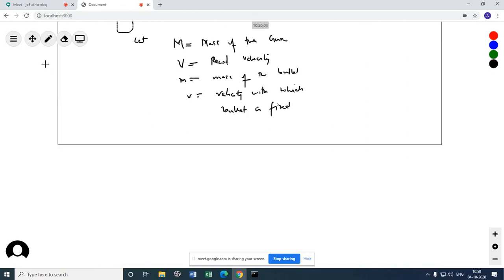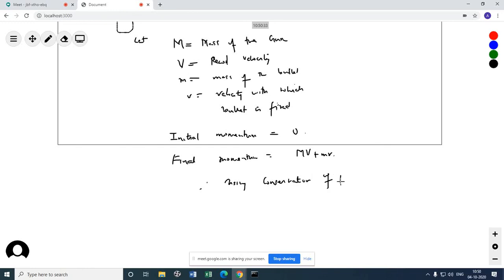Then what can I write? The initial momentum, both of them are at rest, right? So 0. The final momentum of the system would definitely be MV plus mv. Therefore, using conservation of linear momentum, I'm just writing p vector, try to understand. I can write MV plus mv equals 0, so V gives me minus mv by M. This is the recoil velocity.